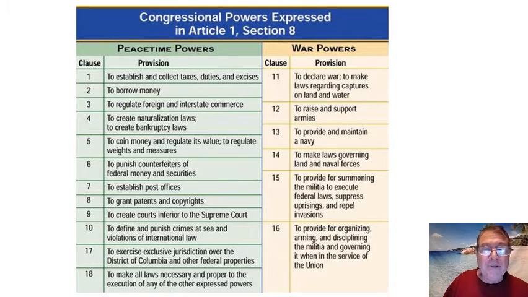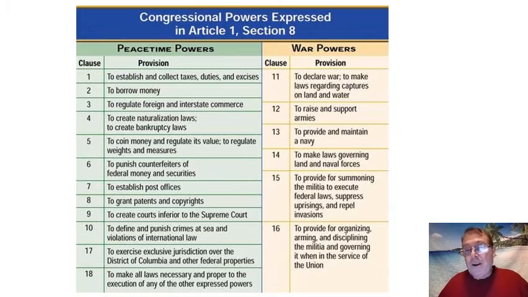They can make naturalization laws. That is, they can make laws about when immigrants come into the country, maybe how long they have to stay before they become citizens. Congress can create bankruptcy laws, national bankruptcy laws, not state bankruptcy laws. Congress can coin money. That is, they can make money. They can punish counterfeiters. They can establish post offices. They can grant patents and copyrights.